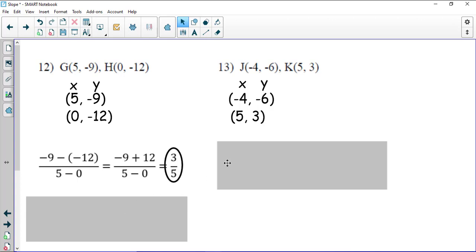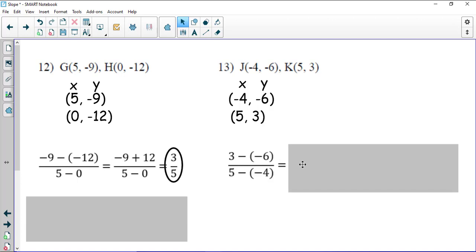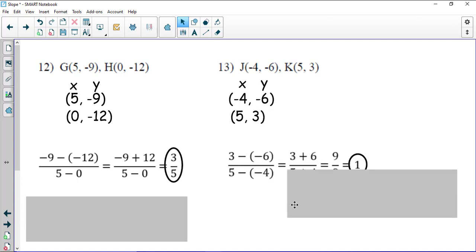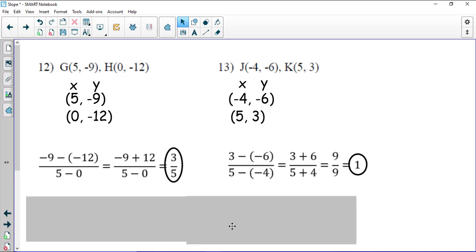All right, number 13, we've got (-4, -6) and (5, 3). So I'm just going to subtract the Y's and put that on the top. I did 3 minus -6. So on the bottom, I'll do 5 minus -4. That's 3 plus 6 and 5 plus 4 once I add the opposite. That gets me 9 over 9. And when I simplify that, that's a slope of 1.